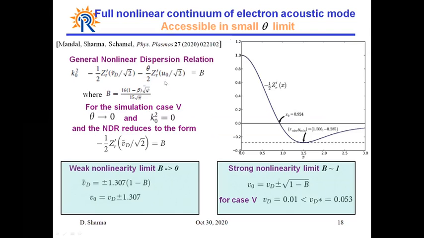And since theta is very small, the ion term goes to 0. One can actually treat this theory for theta tending to 0 and find the approximate nonlinear dispersion relation, which turns out to be the second term balancing the right hand side. So basically the plasma dispersion function balancing the nonlinearity.